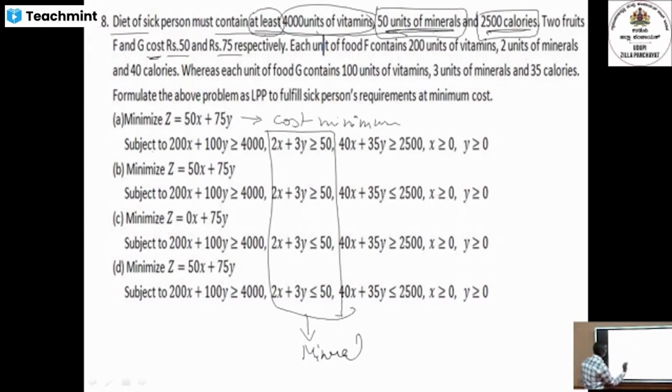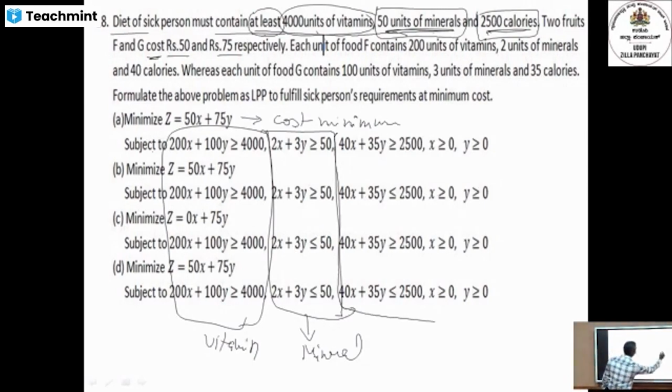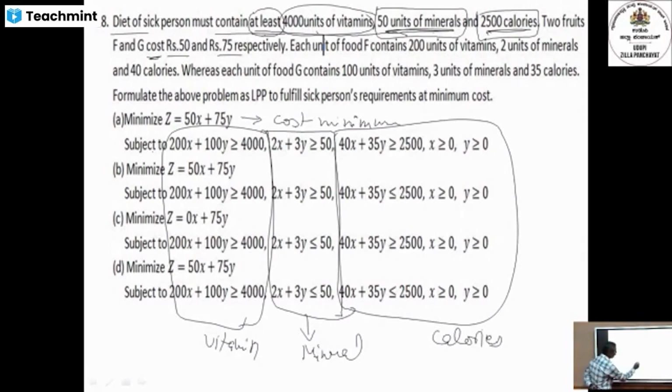Problem solve maadta illa neevu illi 4000 vitamin. And the last set of equations, the third set of equations represents the calorie. Now you see that mineral should be at least 50. Here the condition allows taking even less than 50. So these options are not possible. That means option C and option D are ruled out because of this condition.